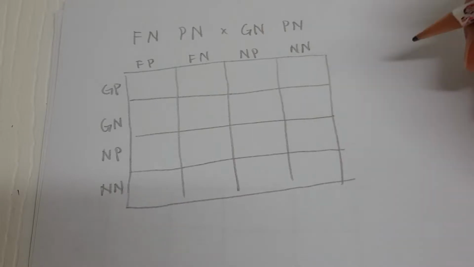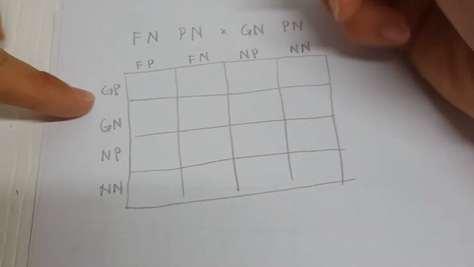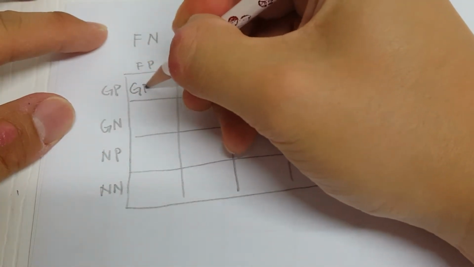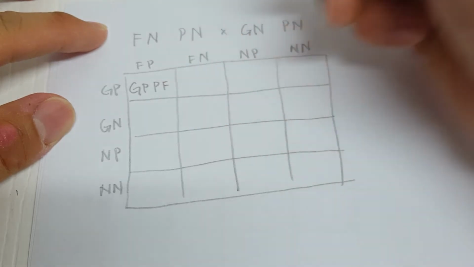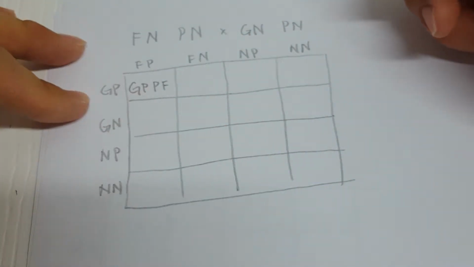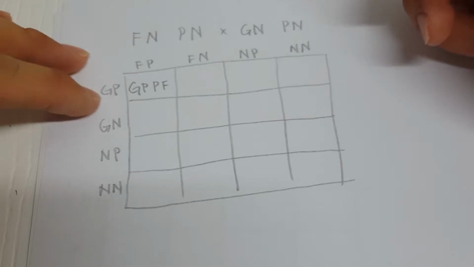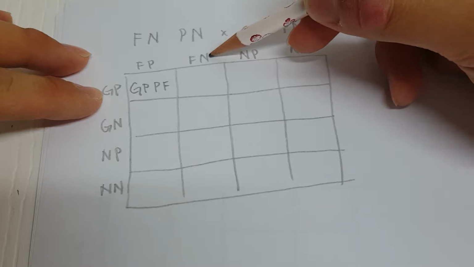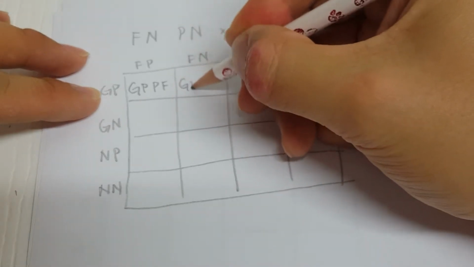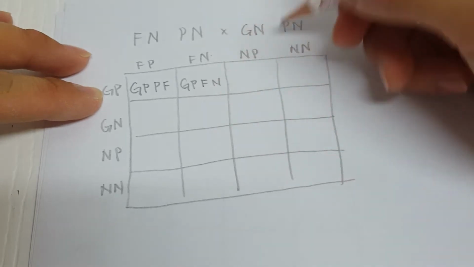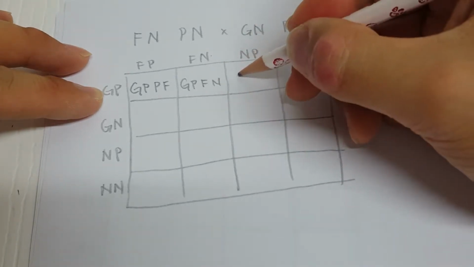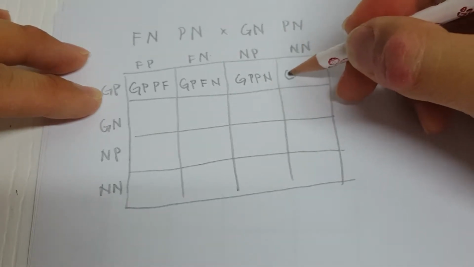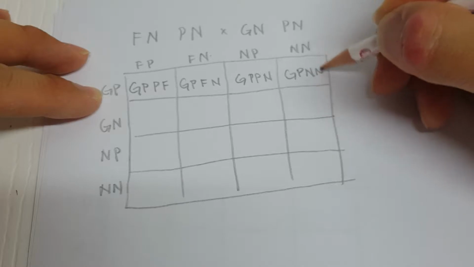Alright, so let's go ahead and fill out this Punnett Square, starting up here with GP on the left and FP on the top. We just combine that: G, P, P, F. I just like to put the common letters together. So now we move over to this cell. Again, we're using GP on the left, and this time FN from the top. So G, P, F, N. And then we continue that over to here: G, P, P, N, G, P, N, N.